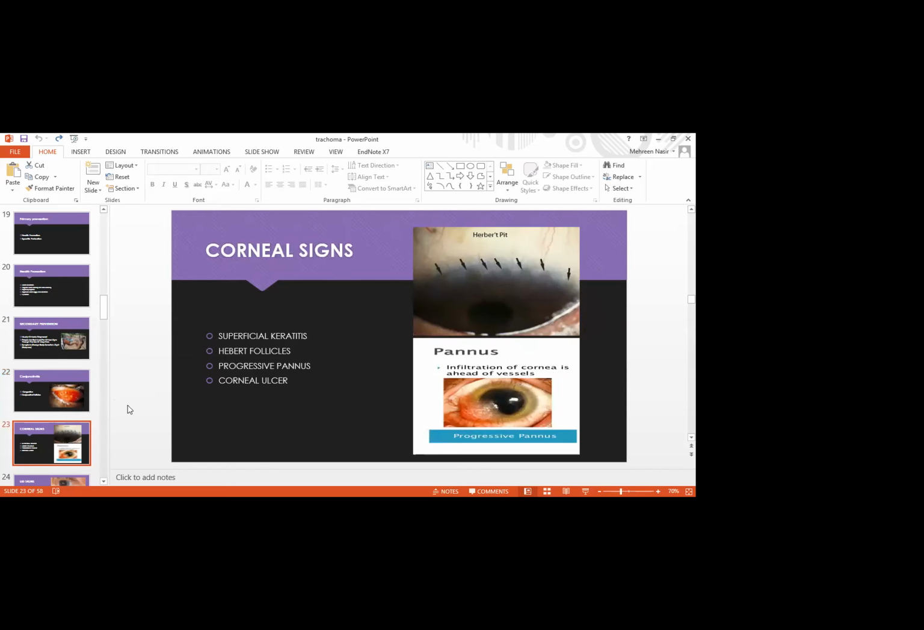Then, if the disease progresses, corneal signs are seen, which include superficial keratitis, which is the infection of the cornea. Herbert's follicles are seen at the limbus. And then comes the stage of progressive pannus, which is a vascularized growth on the cornea. And at the margin of this growth, there can be corneal ulcers.